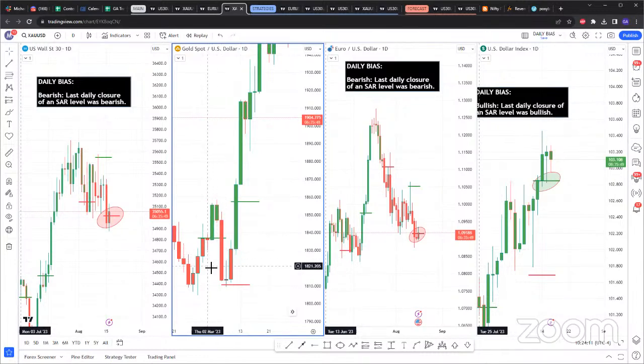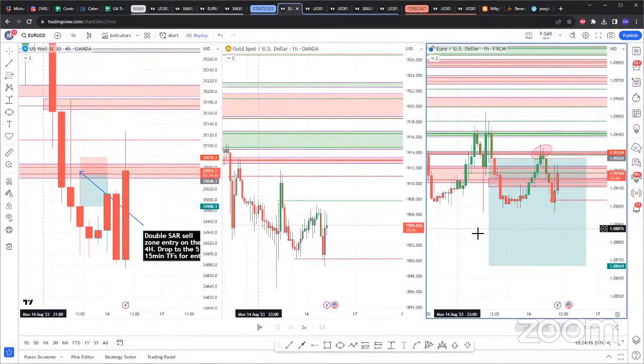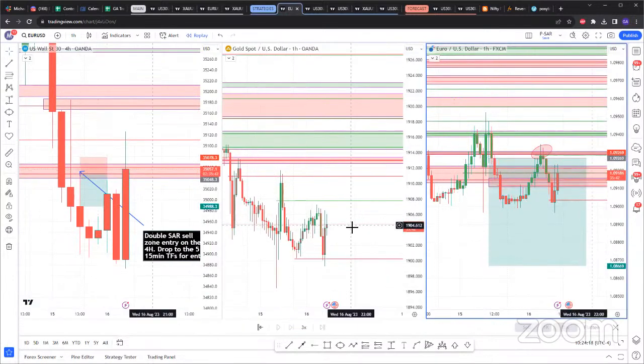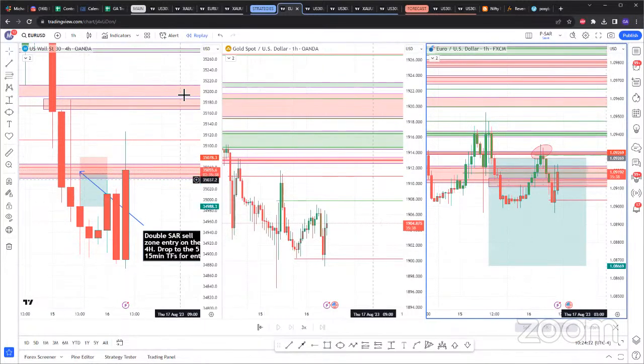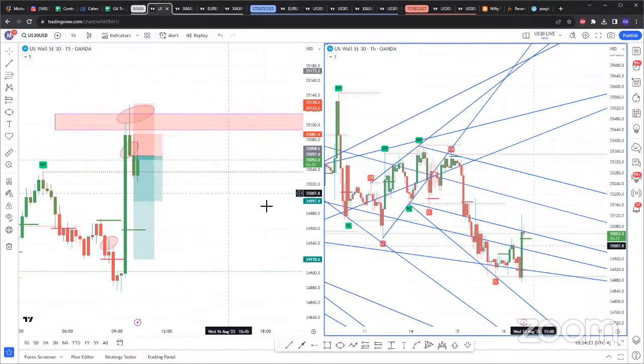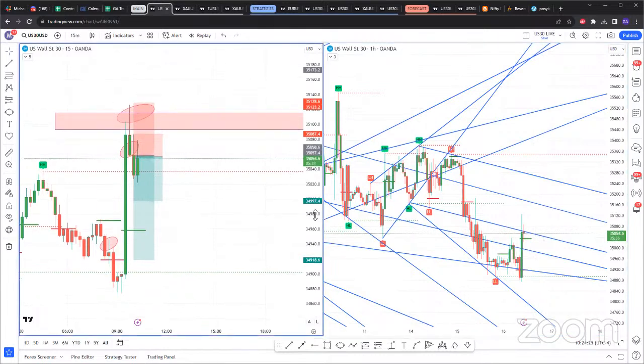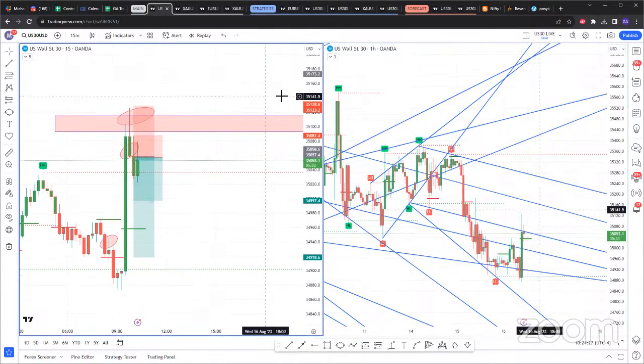Which is why I say use the daily for bias and then use the 4 hour and 1 hour time frames for your entries. So we need this thing to push down. We just need one nice candle to push this thing down.